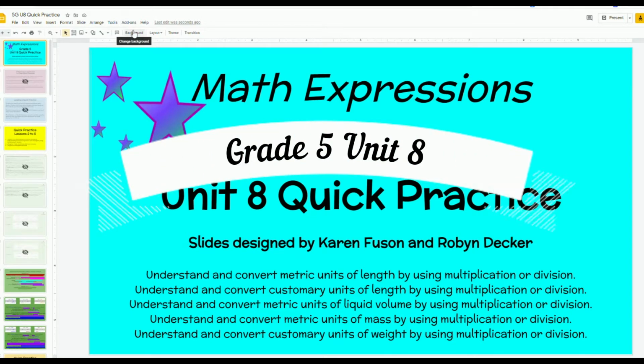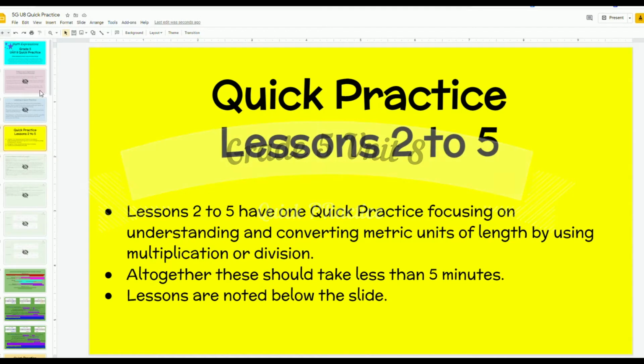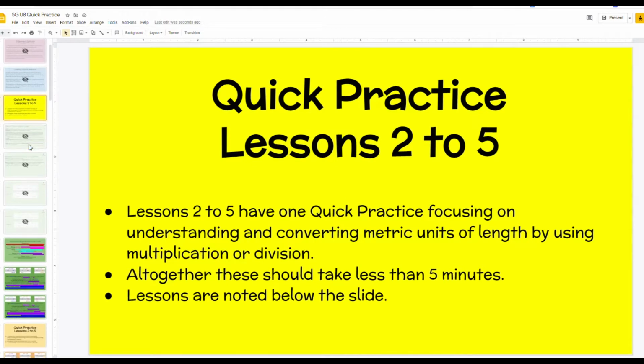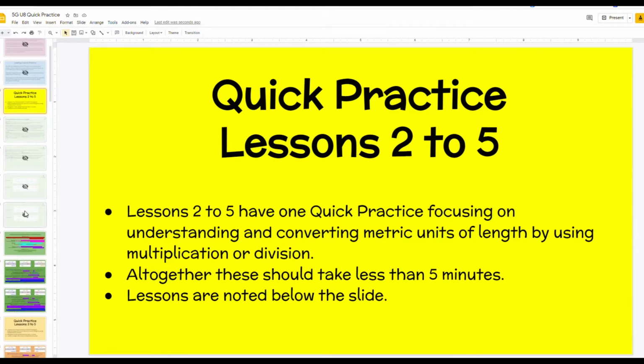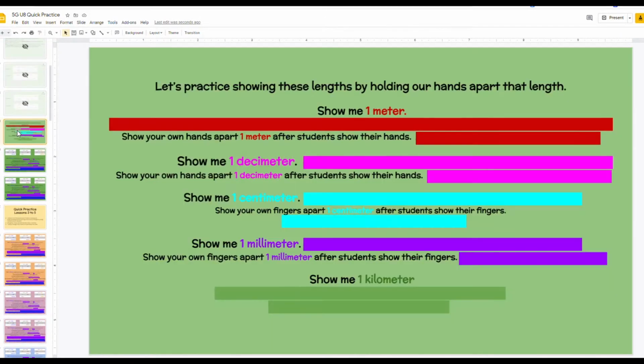Okay, so let's do grade 5, unit 8. We're going to start with lessons 2 to 5. Lesson 1 very rarely has a quick practice, so you can do any quick practices that need review. But as we start with lessons 2 through 5, we're reviewing our measurements.